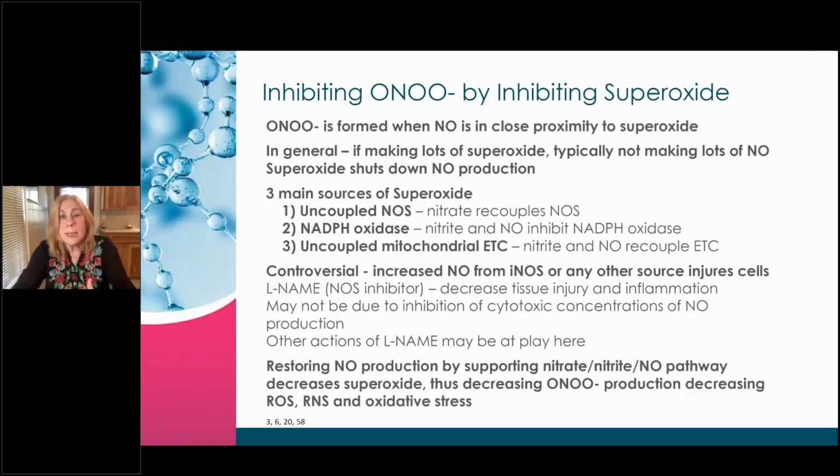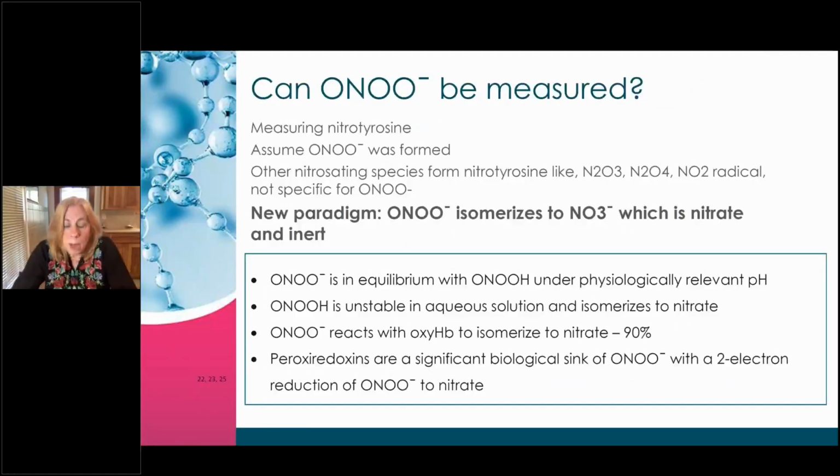And I want you to pay attention when you read these studies, and they're calling peroxynitrite the molecule that's causing this tissue injury, because most of these studies are not even measuring the peroxynitrite. Actually, what they're measuring is nitrotyrosine, and they're assuming that peroxynitrite was formed. But there's other nitrosating species that can form nitrotyrosine. This is not specific to peroxynitrite.